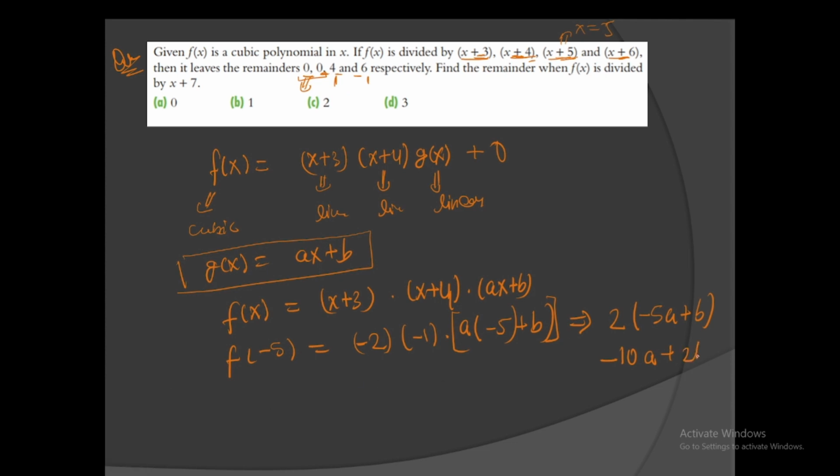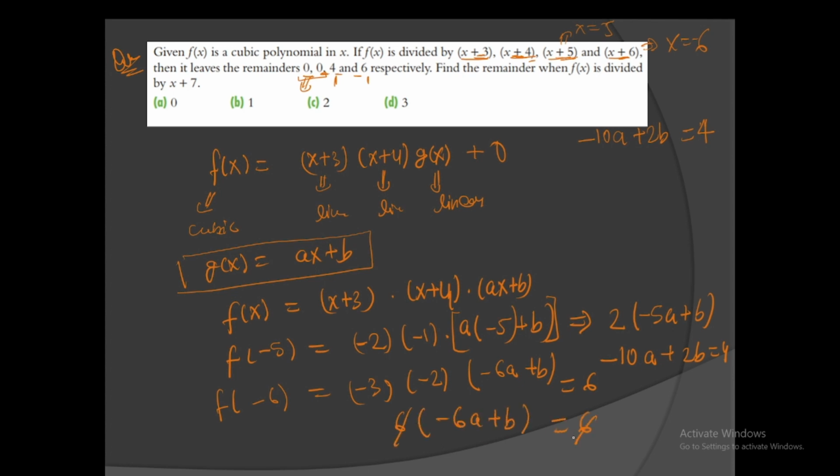So minus 10 plus 2b equal to 4. So I'm writing over here b equal to 2. Fine. And similarly, putting the value from here x equal to minus 6, we get minus 6 plus 3 is minus 3, into minus 6 plus 4 is minus 2, into minus 6a plus b, and this is given to be equal to 6. So basically it is 6 into minus 6a plus b equal to 6. Cancelling 6 by 6, minus 6a plus b turns out to be 1.